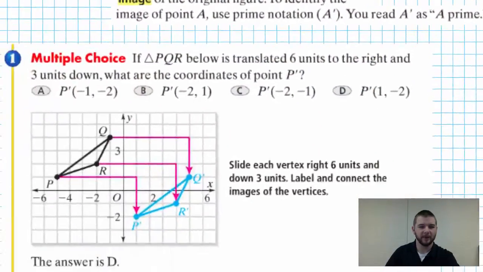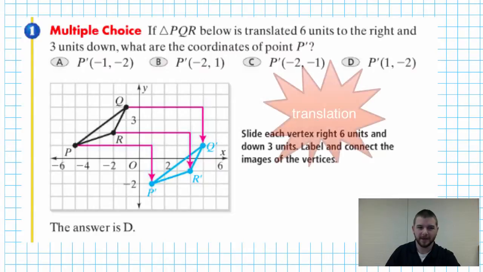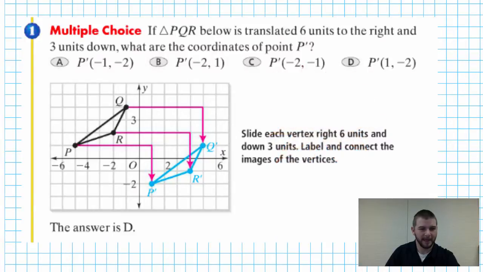This brings us to example problem number 1, and it's multiple choice. If triangle PQR is translated 6 units to the right and 3 units down. Note this is a translation. Translation preserves the size of the figure and also its orientation, so it's not rotated. A translation can also be referred to as a slide or a glide. So this triangle can be thought of as being slid to the right and down to form its post-image.